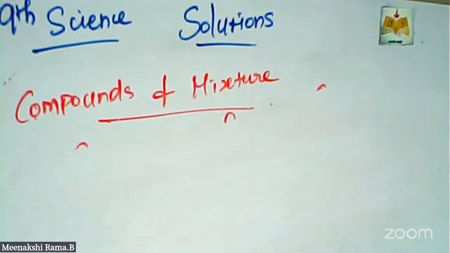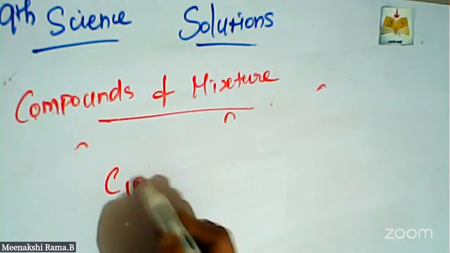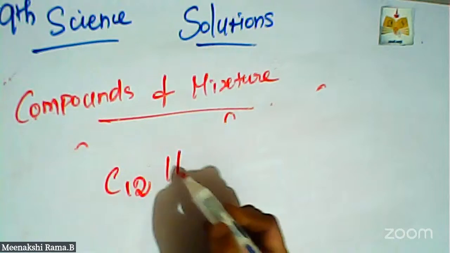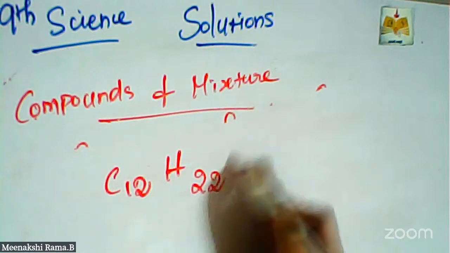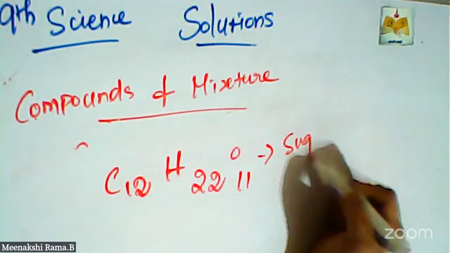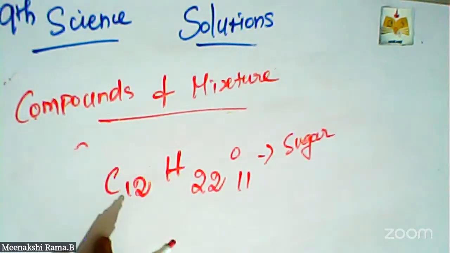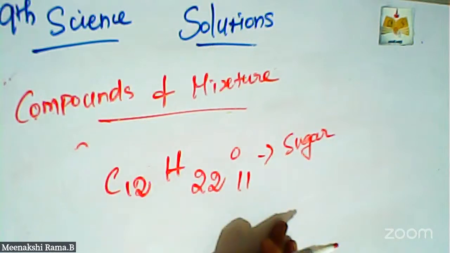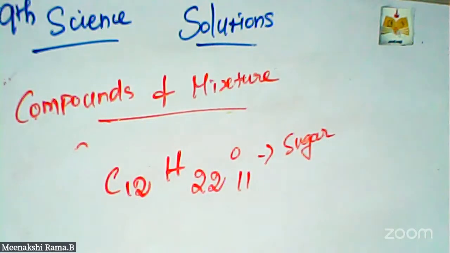Another example is sugar. Normal sugar, C12H22O11. This is the formula of sugar. Carbon, hydrogen and oxygen, three elements are joined to form normal sugar. So it is also a very good example of a compound.